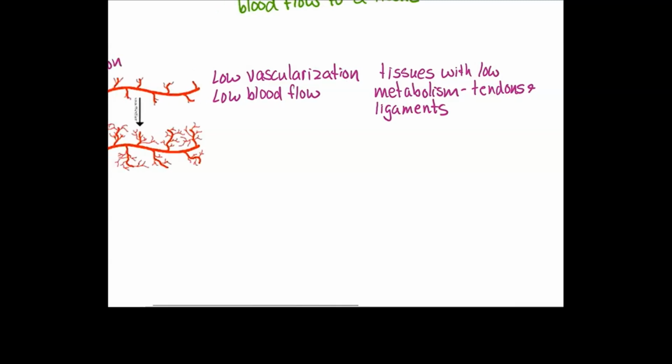If you've ever had a sprain, you probably know that those take a very long time to heal. A damaged tendon or ligament can take about 6 months to heal. The reason for the slow healing is this low degree of vascularization. The blood supply to tendons and ligaments is so low that it takes them several months to heal.